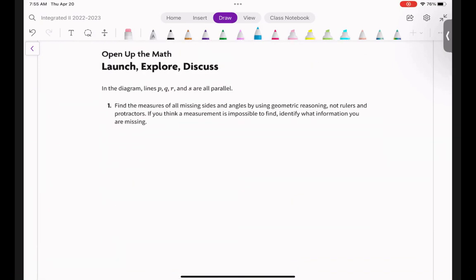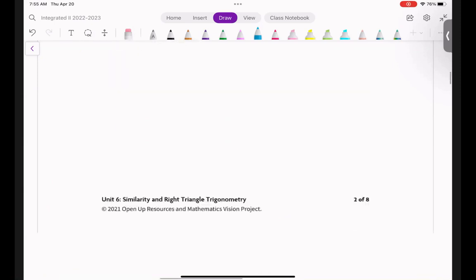So whenever we're doing these types of problems, they look always very busy. Okay, so just keep that in mind. So it says in the diagram, lines P, Q, R, and S are parallel. Find the measures of all missing sides and angles by using geometric reasoning, not rulers and protractors. If you think a measurement is impossible to find, identify what information you are missing.